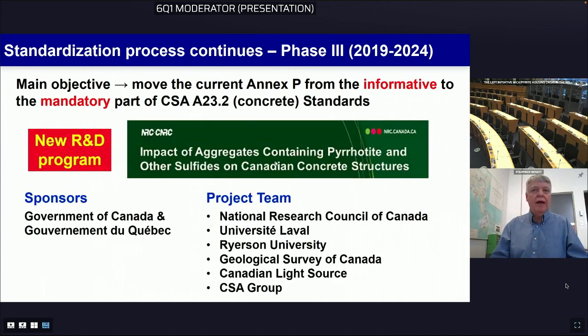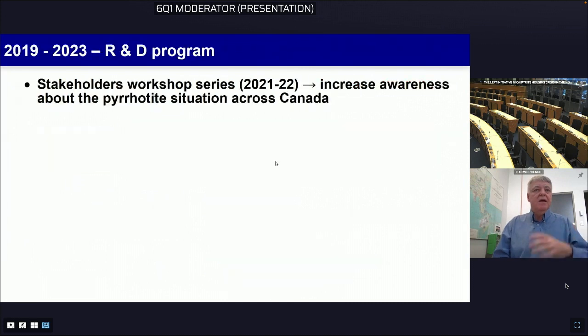And we're doing that through another research program that is funded by the Canadian and the Quebec government in Canada. We have a project team which consists of a federal body, the National Research Council of Canada, Laval University, Ryerson University, and partners from government and also CSA Group. Next slide, please. Through this program, we have organized stakeholder workshop series in order to increase the awareness about pyrrhotite situation across Canada.